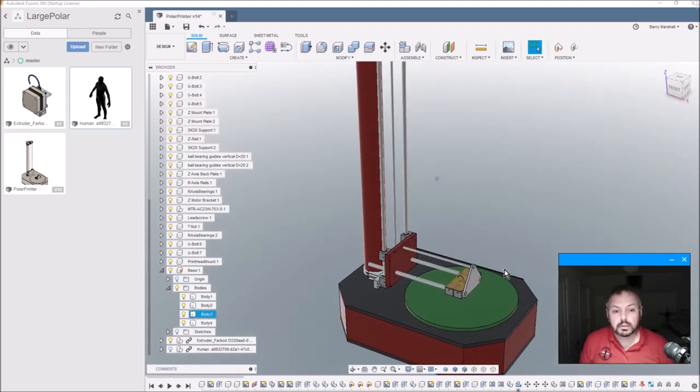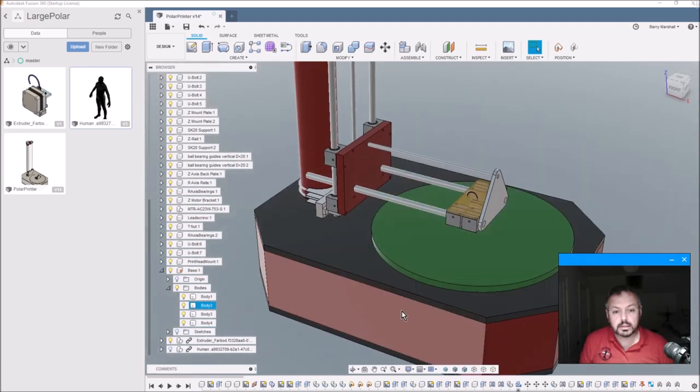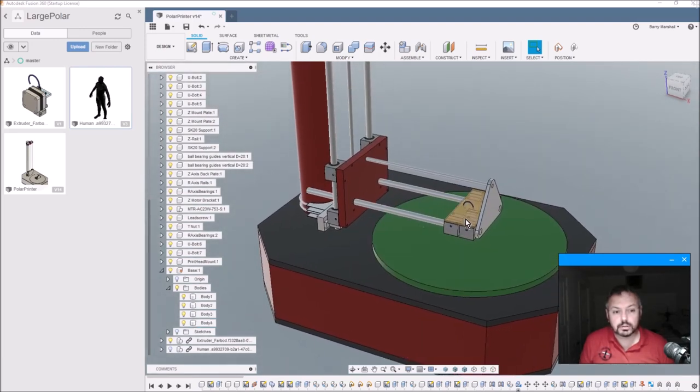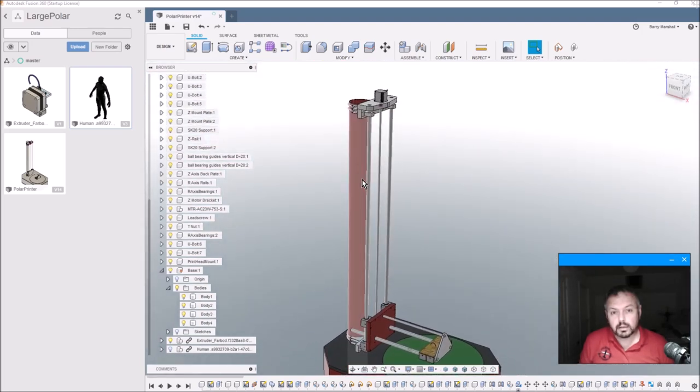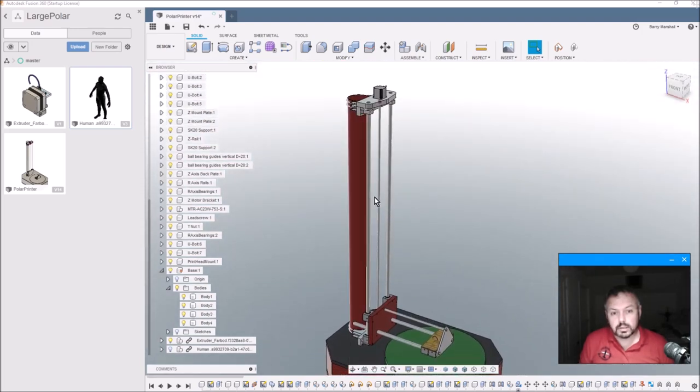So, obviously, we've got the platter. This stuff at the bottom here is still being worked on. Starting with the obvious stuff, we've got 20mm rails here, and here. So the z-axis and the radius axis are on 20mm rails. There's an extra support on the radius axis.